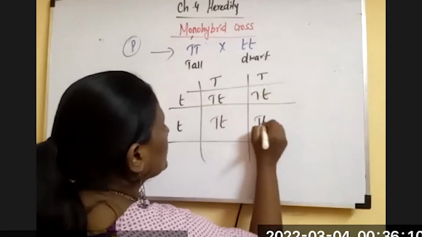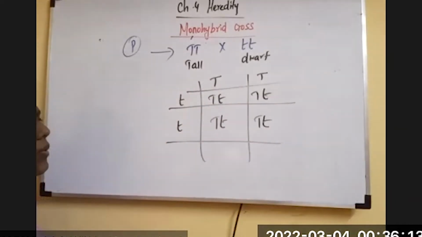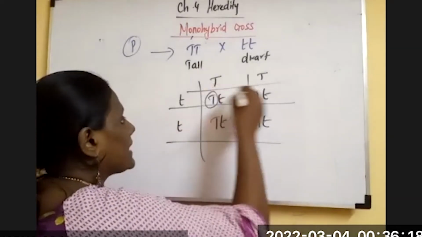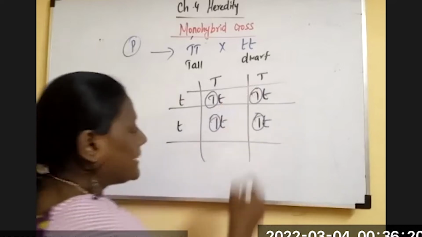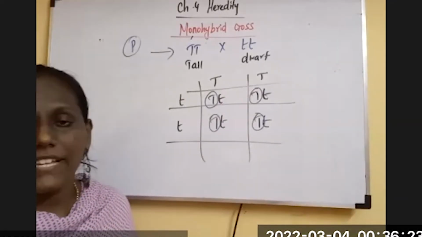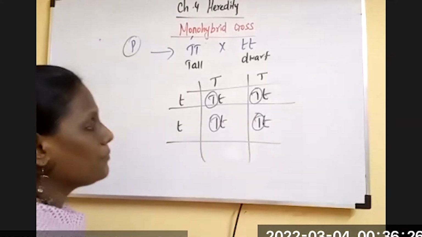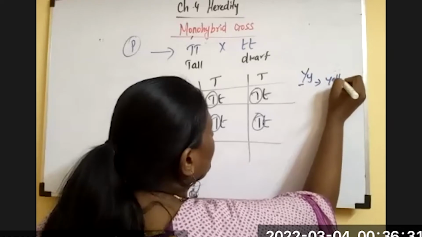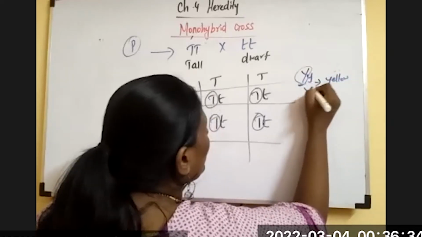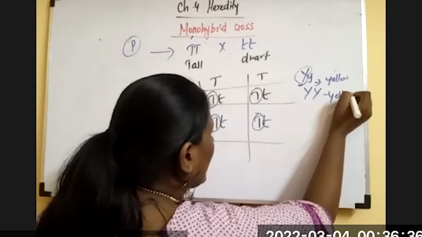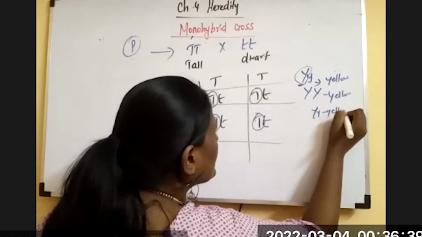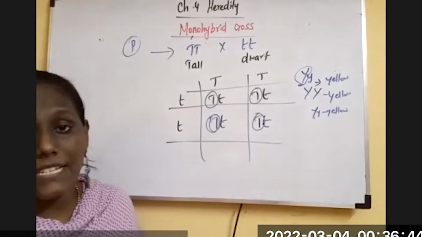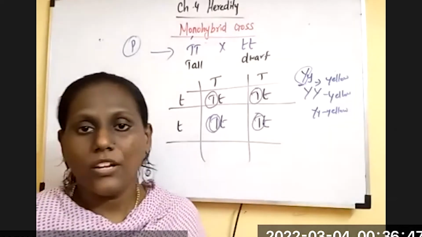So if you see, all these are tall. How are we saying this is a tall plant? Because whenever there is a dominant character, capital T, the plant will always express the dominant character. For example, if capital Y and small y is there, if it is for yellow, definitely this will be yellow. If it is double Y also yellow, and capital Y, small y also yellow, which means this capital representation says about the existence of the dominant gene.